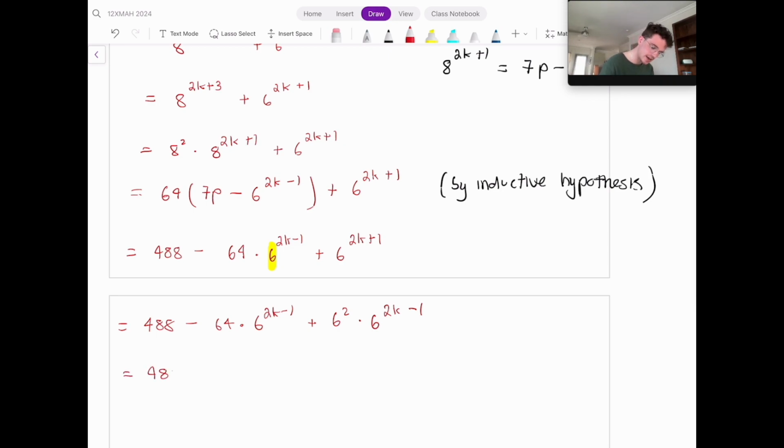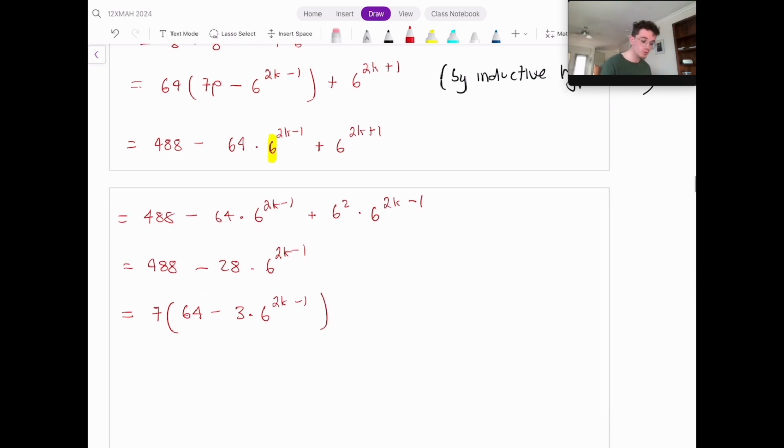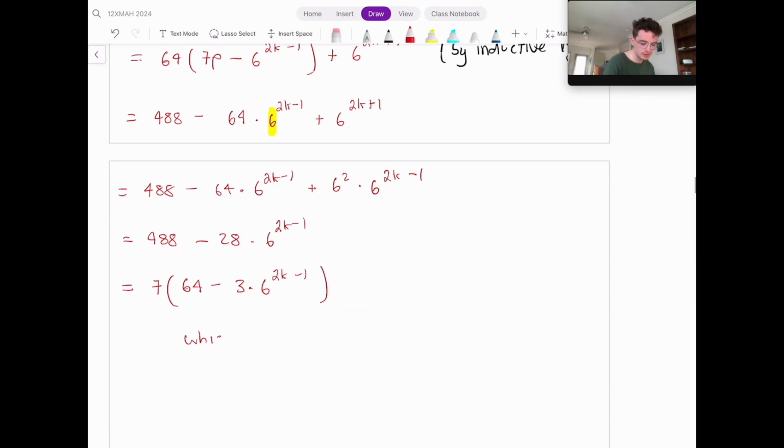I've got 448p minus 64 plus 6 squared, which is 36, so minus 28 times 6 to the 2k minus 1. And we're sweet because that's all divisible by 7. Take out a factor of 7, we've got 64p minus 4 times 6 to the 2k minus 1, which is purely divisible by 7.